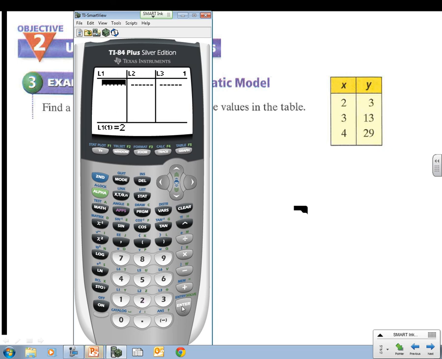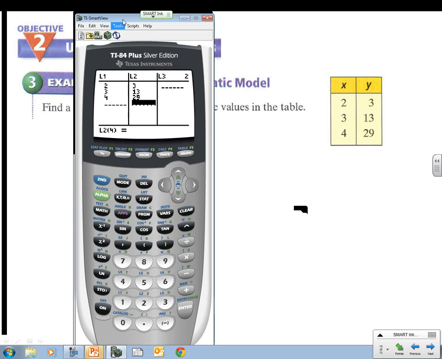So here's my numbers. My x's will go in L1: 2, 3, and 4. I'll move over and put my y values in list 2: 3, 13, and 29. All right, make sure you can get to this step. You might have to pause the video to catch up, but make sure your L1 and L2 look like this. I hit stat and then edit to get here. All right, if you're ready, now we need to do stuff with these.